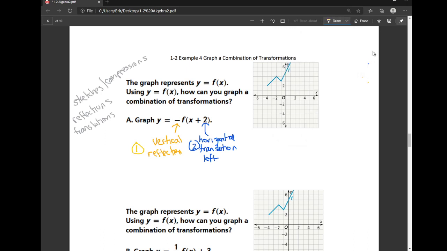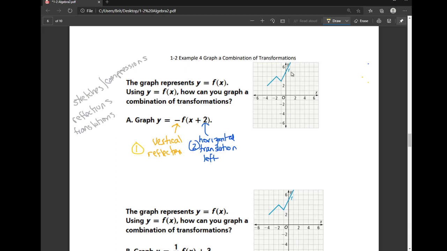Now when I graph these things, I tend to think of them kind of like saving a Word document or something. So I'm going to have a bunch of different versions of it, and every time I go to do a new one, I'm going to do it based off of the most recent graph that I drew. Alright, so first I'm going to reflect vertically.